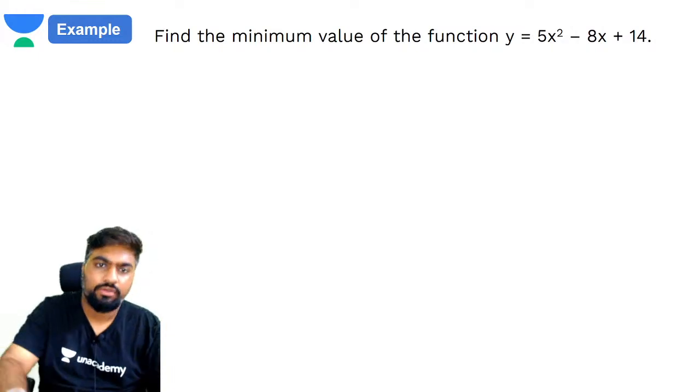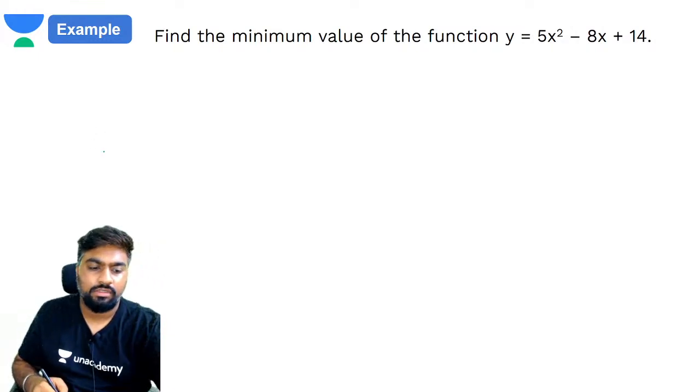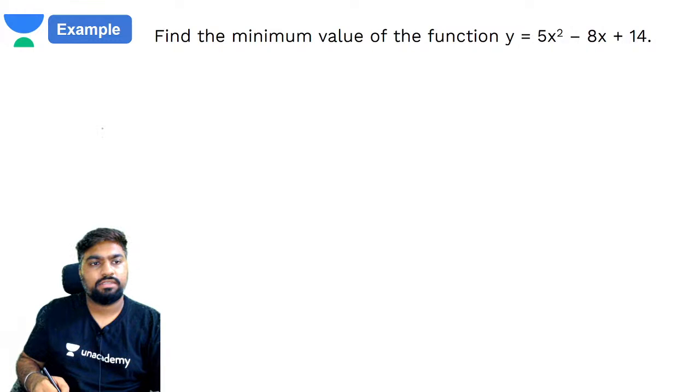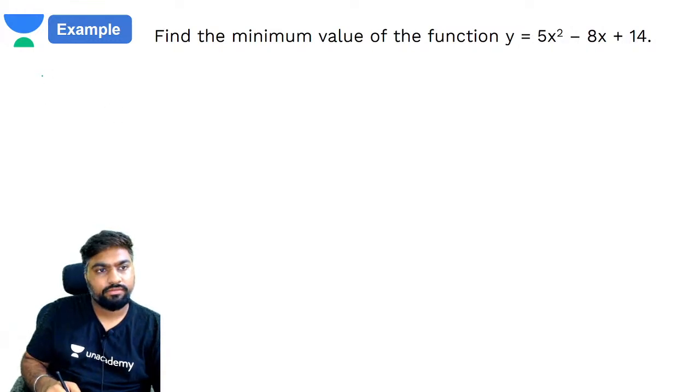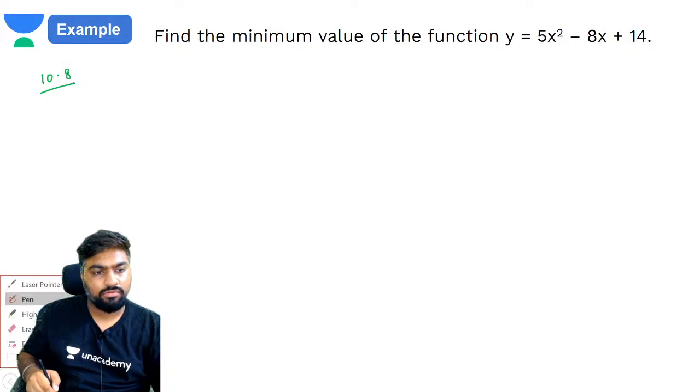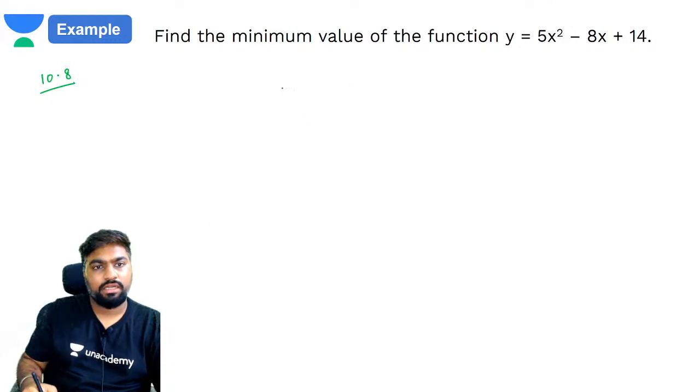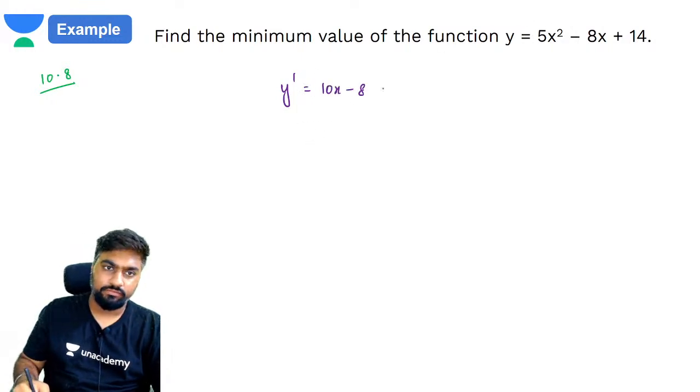10.8 everybody? Beautiful, very good. So what do you get? You get the value of this as 10.8. Did everyone get it? Quickly differentiate. If differentiating is easy for you, then differentiate. So what will happen, this will become 10x minus 8. If this is equal to 0, then x is equal to 8 by 10, which is 4 by 5.